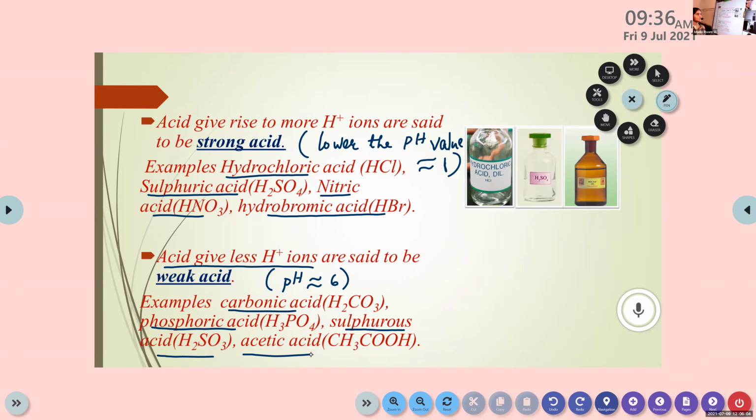So we can classify these acids into strong acids and weak acids depending upon their pH value or the hydrogen ion concentration. Higher the hydrogen ion concentration, the more H plus ions the acid can give rise to. They are said to be strong acids and their pH value will be lower, approximately equal to 1. Acids that give less H plus ions are said to be weak acids.